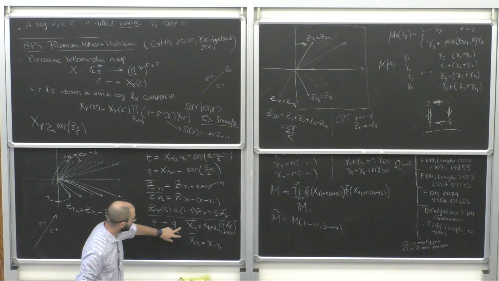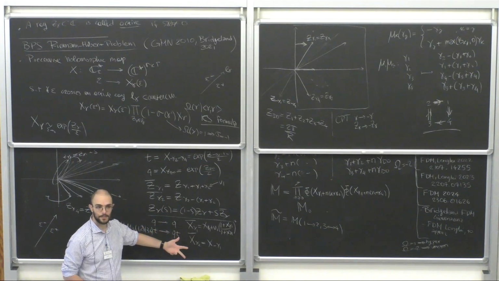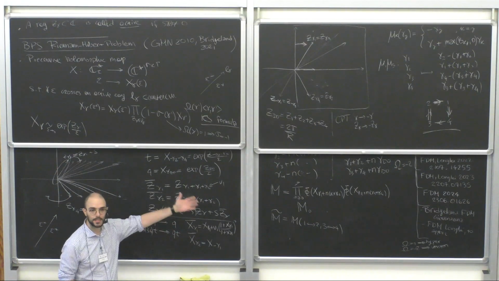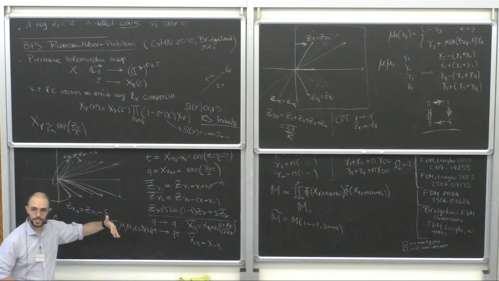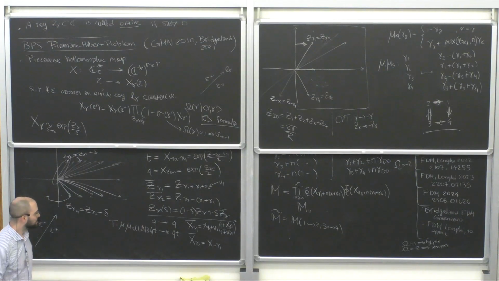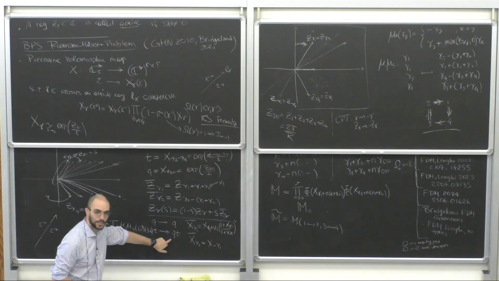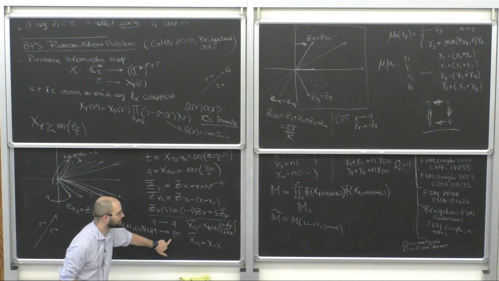But now this will be the solution of the same problem. I have the same lattice, the same quiver. It will just be a shifted one. And the shift is encoded in this T goes to Qt.